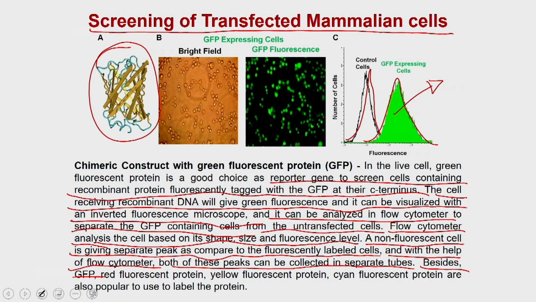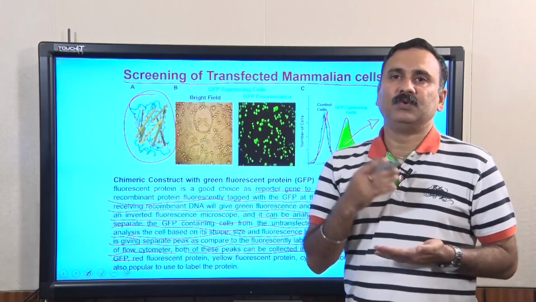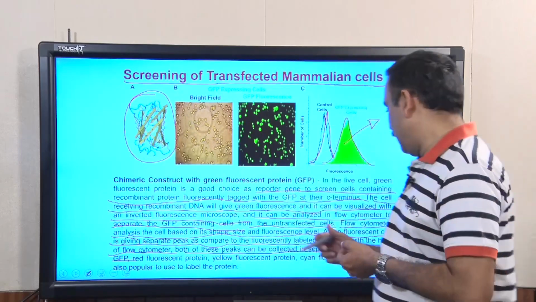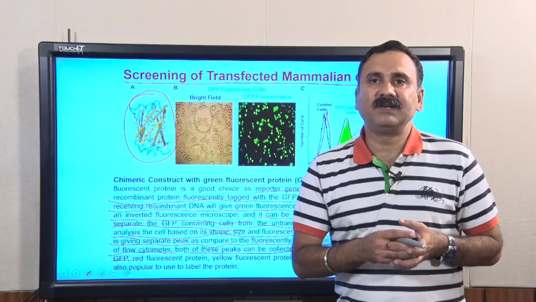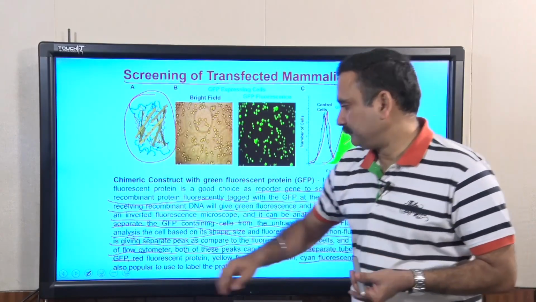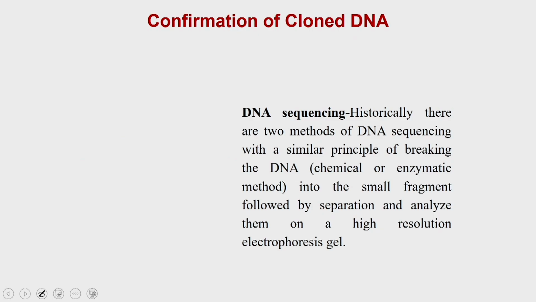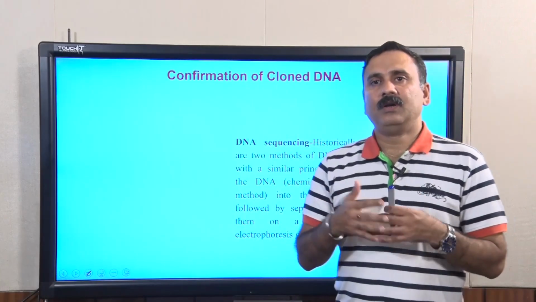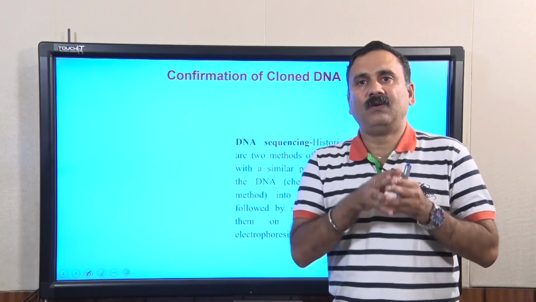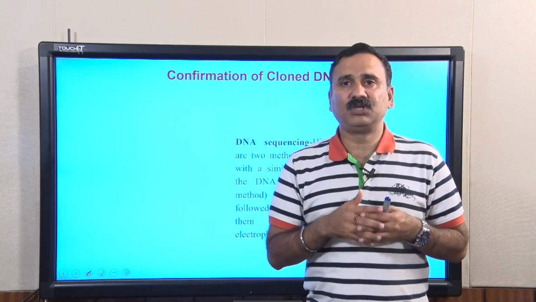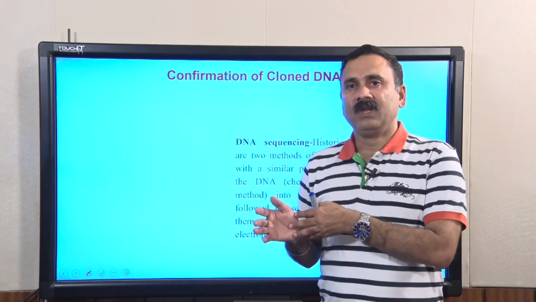Besides GFP, because GFP gives green fluorescence, you also have the option of red fluorescent proteins, you can use the yellow fluorescent protein, you can use the cyan fluorescent proteins and so on. All these fluorescent proteins are very popular to label the protein and to separate the transfected cell from the non-transfected cell. So, this is all about the isolation or detection of the transfection into the cell, or screening of the clone based on some of the selection markers which are available on the vectors.